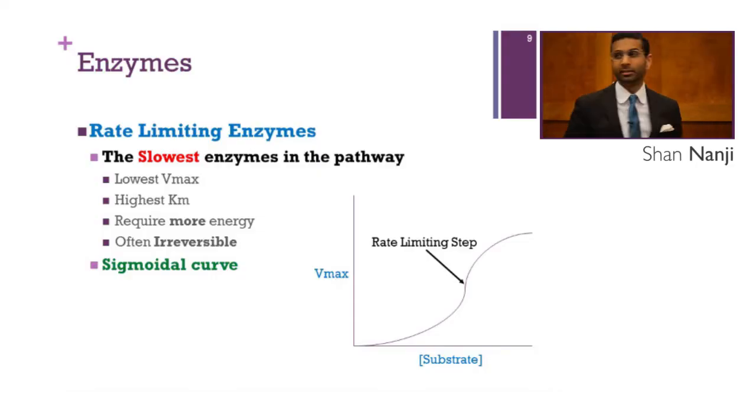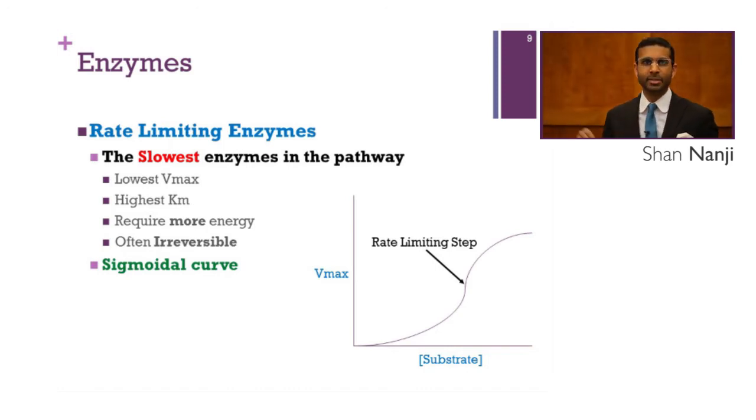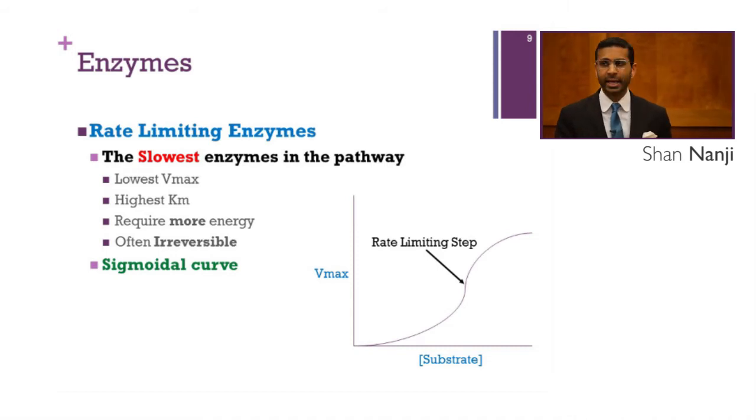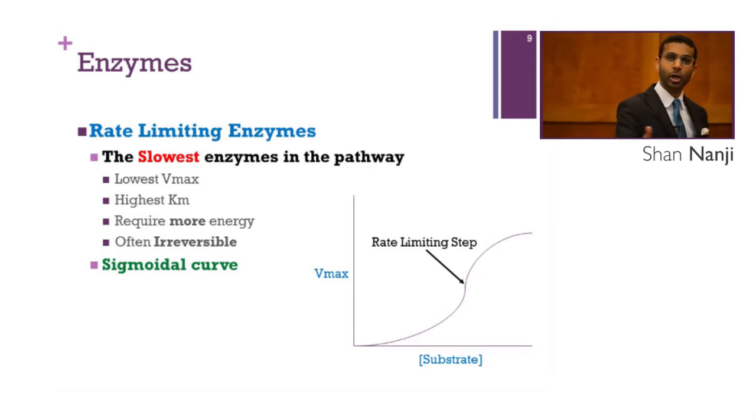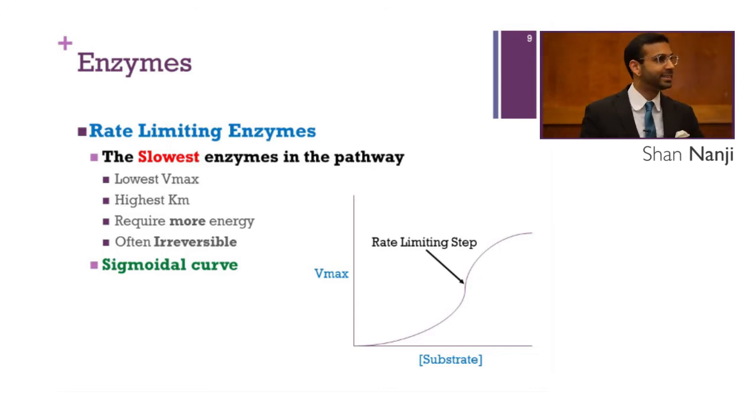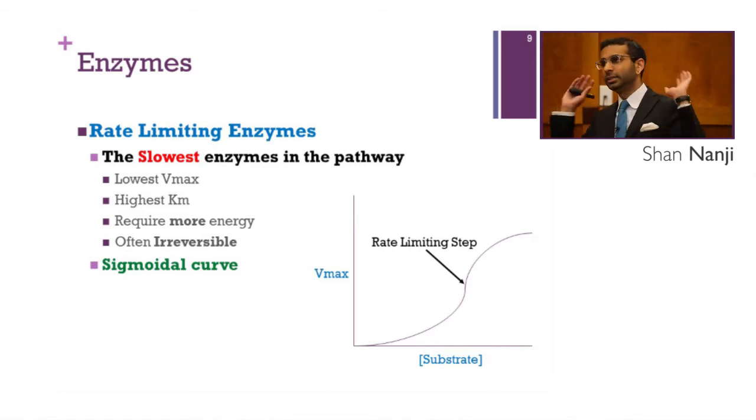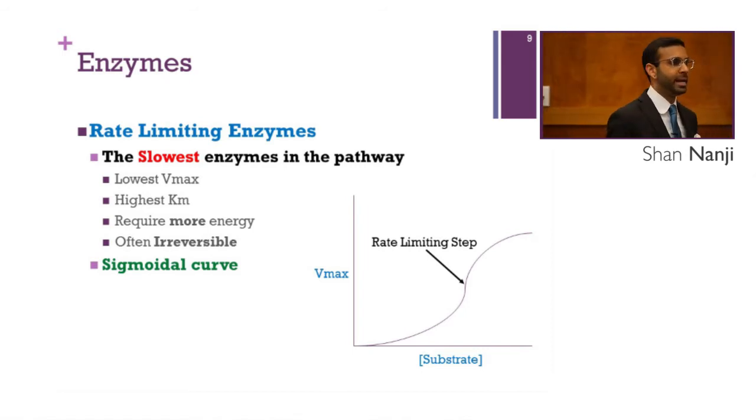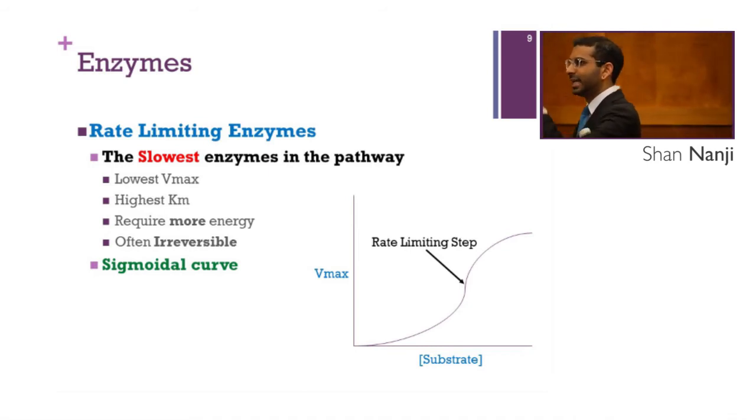Rate-limiting enzymes. And later today, we're going to do the summary of anabolic, okay? And we're going to talk about rate-limiting enzymes, what inhibits it, what promotes it. For this video, rate-limiting enzymes are the slowest enzymes in the pathway. That means they have the lowest Vmax. Why? Because Vmax, we said, was speed, right? These are the slowest, so they have the lowest Vmax, which means they also have the highest Km. Which means they require more energy, and they're often irreversible, and they always have a sigmoidal curve.